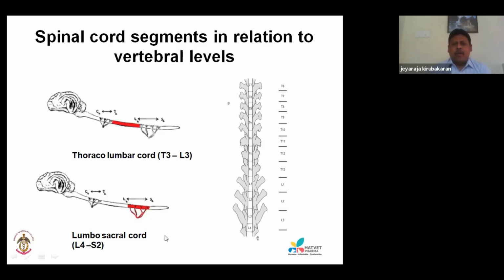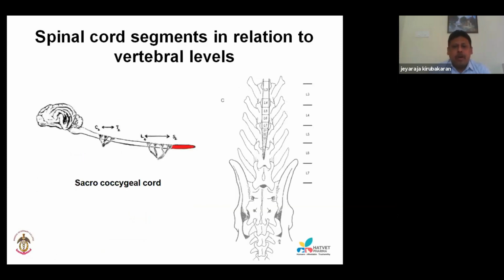That's a lumbosacral cord. And next comes your sacrococcygeal cord, which is this one, and you can see the spinal cord almost ends in L6, nothing beyond L6, and you can't distinguish these coccygeal segments. So that's the sacrococcygeal cord. These are the different divisions of the spinal cord.